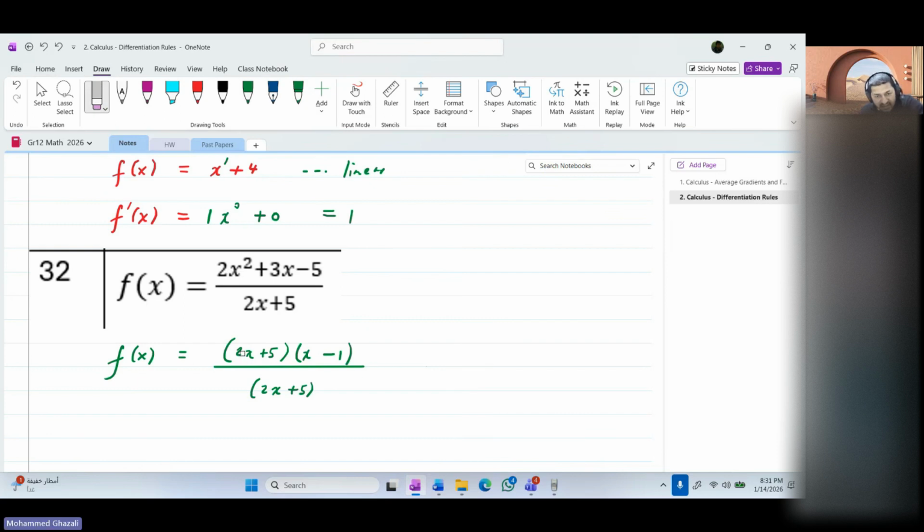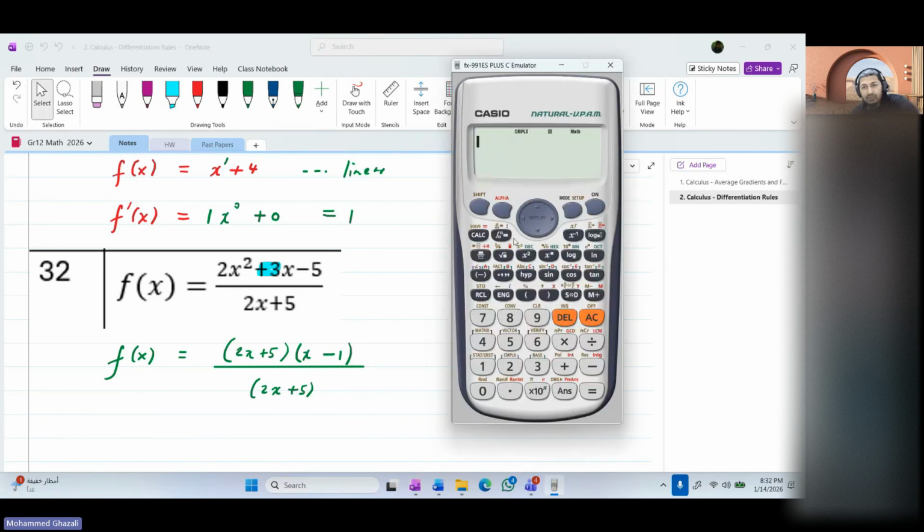So let's see if it actually works out. 2x times minus 1 is minus 2x, plus 5x is plus 3x. So the sum works out. We know we are getting 3x. But if you're looking for the factors on the calculator, you go to mode 5 and 3. Use the quadratic function, which is 3. And enter these values, 2, 3, minus 5. A value is 2, B value is 3, and C value is negative 5. That will help you factorize.